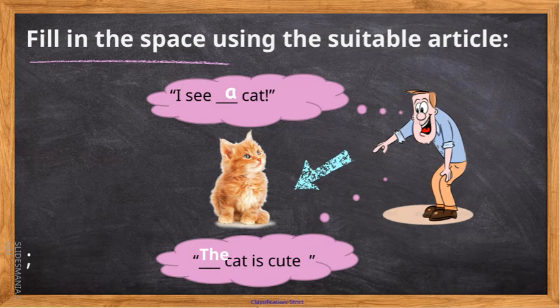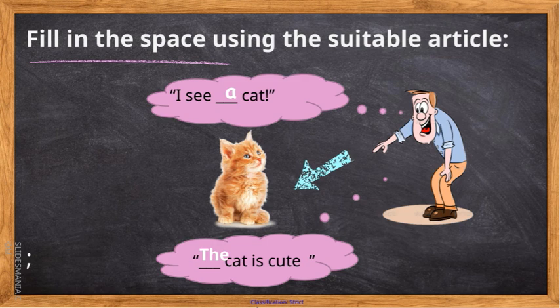All right, let's take a look at this slide. We have 2 sentences here. The cat is cute, and I see cat. The key idea is understanding how to choose the correct article to fill in those blanks. In English, when we talk about something specific that both the speaker and listener know about, we use the. So in the first sentence, the cat is cute, we insert the to refer to a particular cat that we both understand.